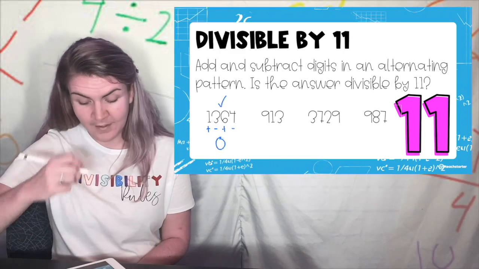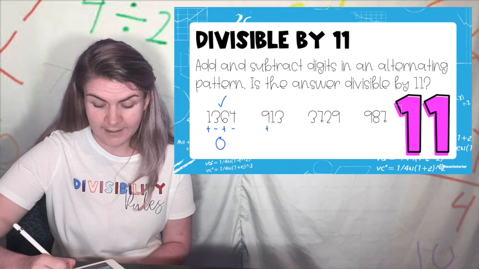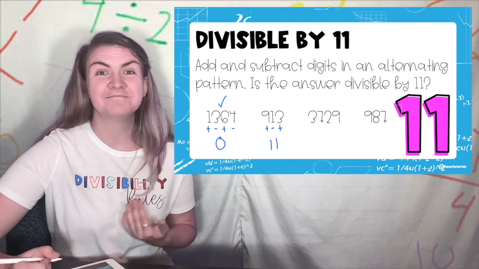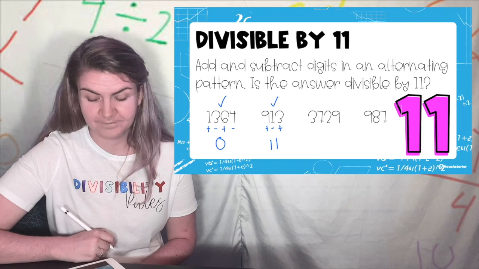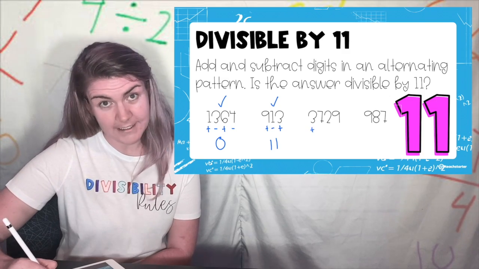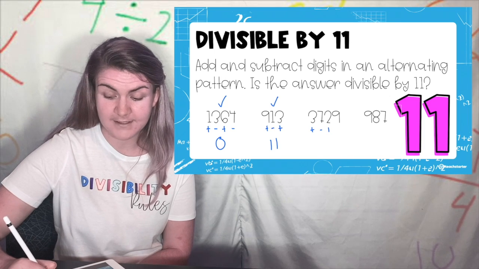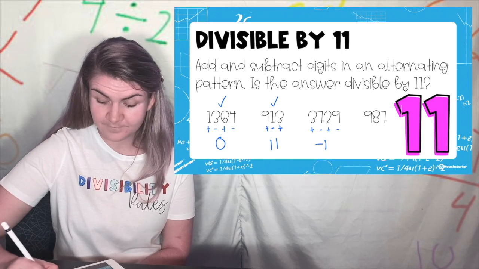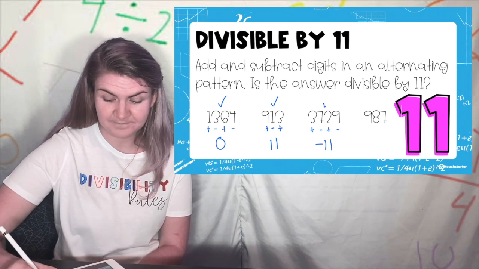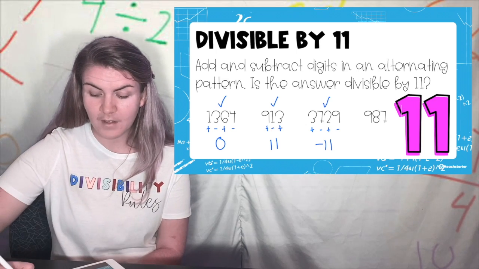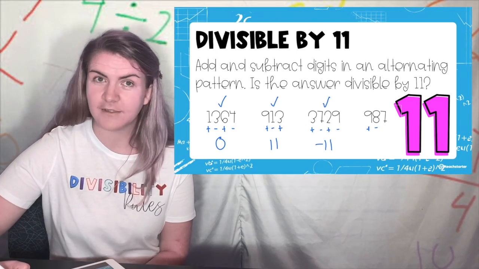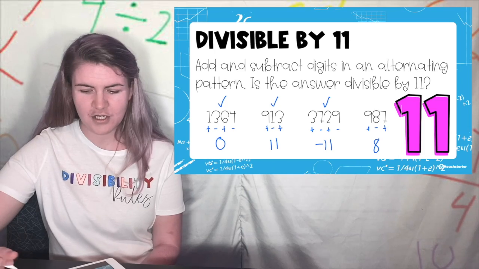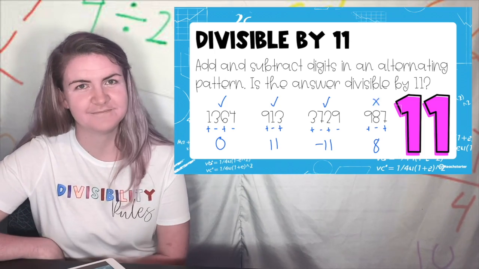Let's do the next one. Plus 9, plus 9, take away 1, that's 8, plus 3, that's 11. Is 11 divisible by 11? Yes. So 11 can fit into that number. This one: plus 3, take away 7, that's negative 4, plus 2, negative 2, take away 9, that's negative 11. Can that be divided by 11? Yep. So 11 can fit into that one. Positive 9, take away 8, that's 1, plus 7, that's 8. Can 11 go into 8? No. So 11 can't go into that number. I think that one's pretty cool.